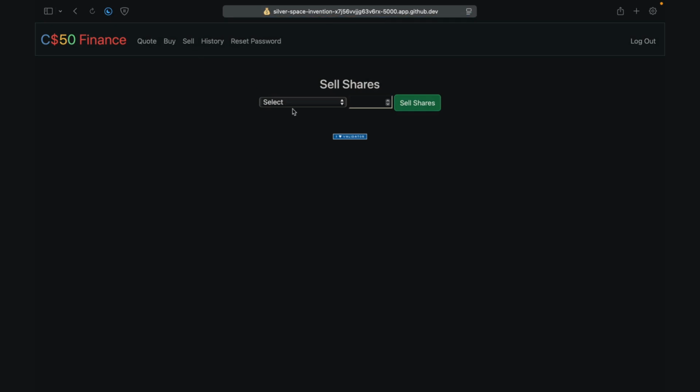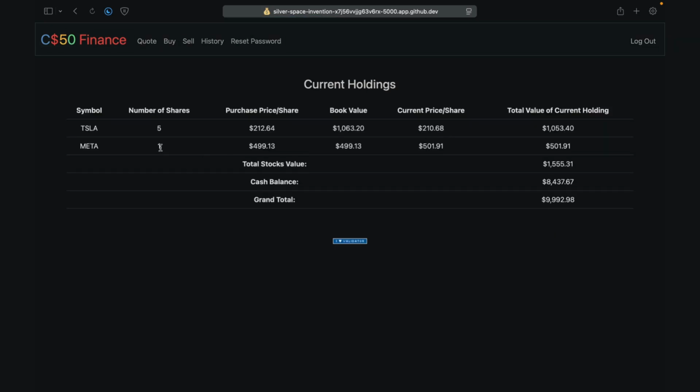And now when we go to sell shares, we can see that we can now also select Meta from the list and sell shares. So let's sell 1 share of Meta. And as we can see, now we only have 1 share of Meta, whereas before we had 2.